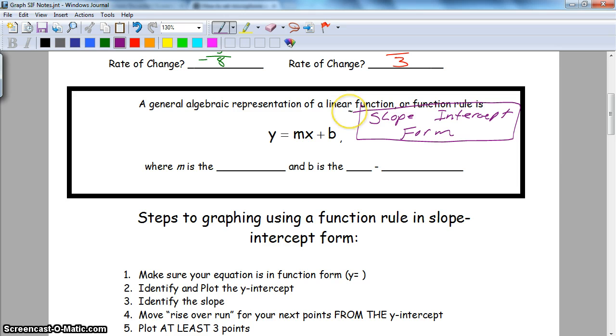The reason why it's called slope intercept form is because m, as we know or should know, m is the slope. And b, what we talked about yesterday, b is like our starting point. B is the y-intercept. Remember, y-intercept is always 0, comma something.